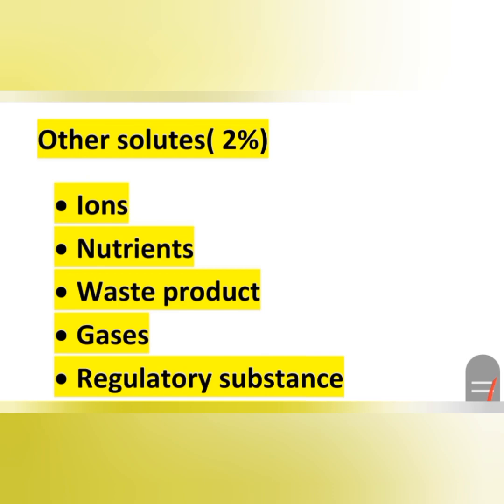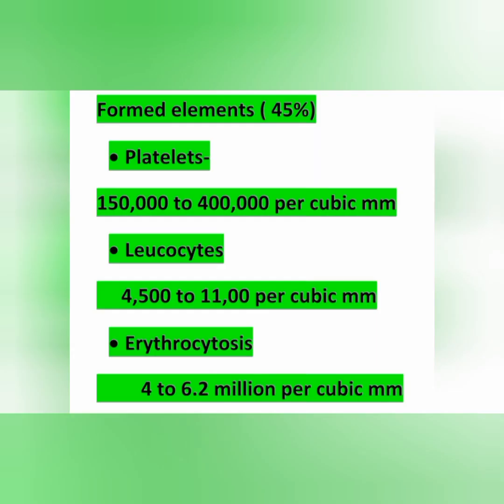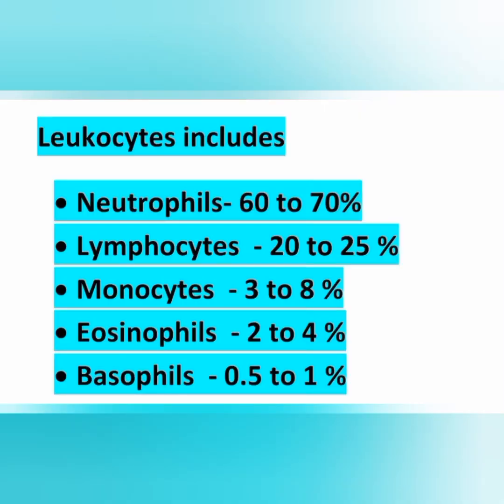They are 2%. And formed elements are 45%. Plasma is 55% and formed elements 45% in whole blood. The formed elements include platelets, leukocytes and erythrocytes. Normal platelet value is 1.5 to 4 lakh per cubic millimeter, leukocytes are 4.5 to 11,000 per cubic millimeter, and normal erythrocyte is 4 to 6.2 million per cubic millimeter.